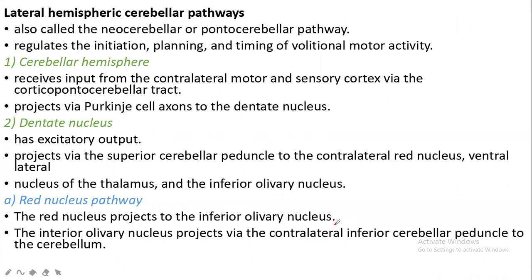Then we have the lateral hemispheric cerebellar pathway. Now, this is within higher animals. It regulates initiation, planning, and timing of volitional motor activity. So we start with the cerebellar hemisphere. It receives input from the contralateral motor and sensory cortex via the corticopontocerebellar tracts. Remember, this uses the middle cerebellar peduncles. Then it projects via the Purkinje cell axons to the dentate nucleus.